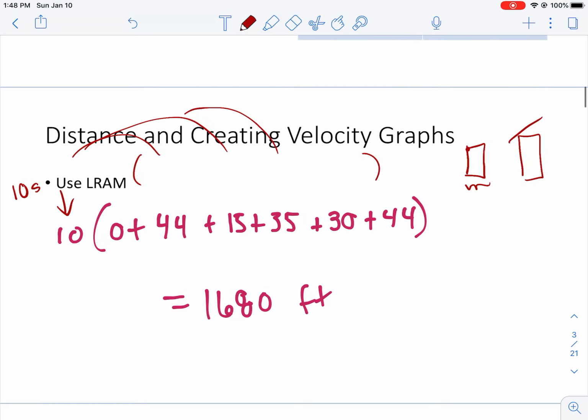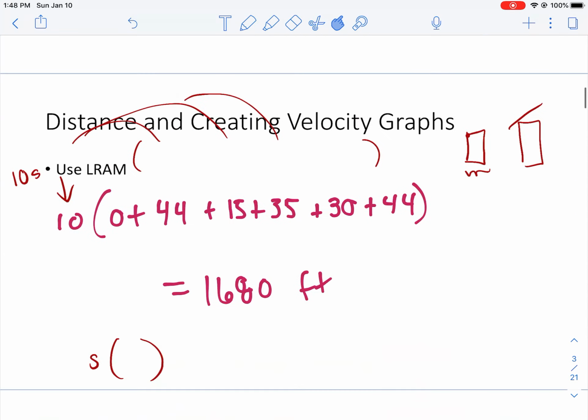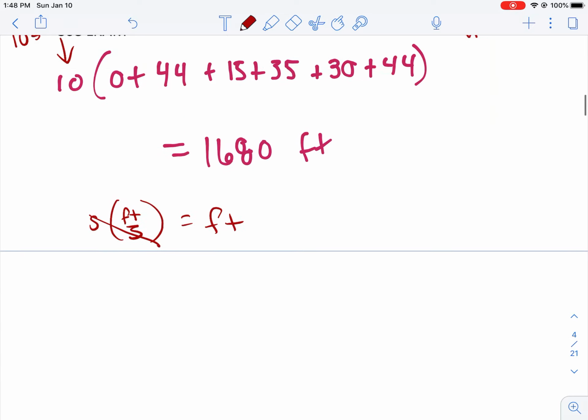Remember, units can help us think about this too. My time here is 10 seconds, measured in seconds, and it's being multiplied by feet per second. Each of these velocities is measured in feet per second. When you multiply those out, that gets you feet. So that helps us to understand why, when we are looking for the total distance traveled, we are multiplying our velocity times the time.